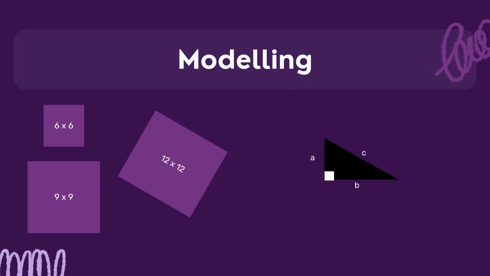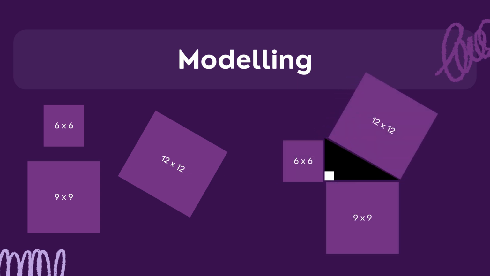Now let's see the theorem in action using a geometric model. Watch as I lay a square on each side of the triangle. Look closely. The area of the square on side A plus the area of the square on side B equals the area of the square on side C, the hypotenuse. You can pause the video here and draw your own triangle. Add squares on each side. Do the small areas add up to the large one? Try doing this with a ruler or with grid paper.